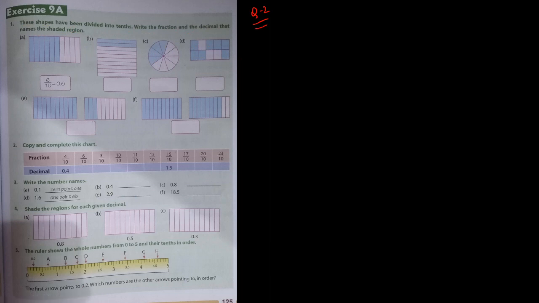Question 2 says copy and complete this chart. So as you can see here, 4 upon 10 is written as 0.4. In the same way 6 upon 10 is written 0.6. So you will write here 0.6. It will be 0.3. 10 upon 10 means ones. Okay, 11 upon 10. Because only 1 zero is there in the denominator, decimal should be placed after one digit from right hand side. So you will write decimal here. So it will be 1.1.